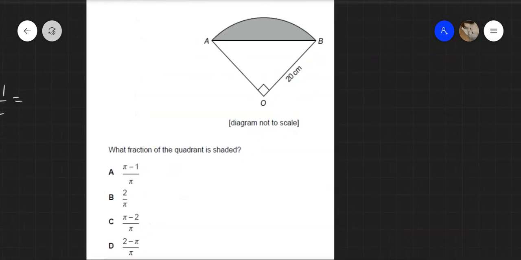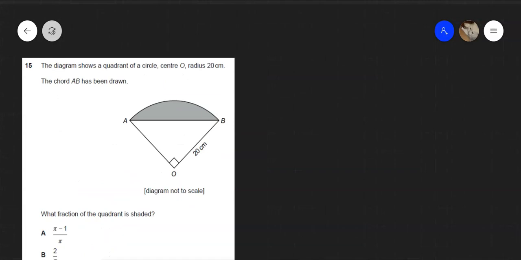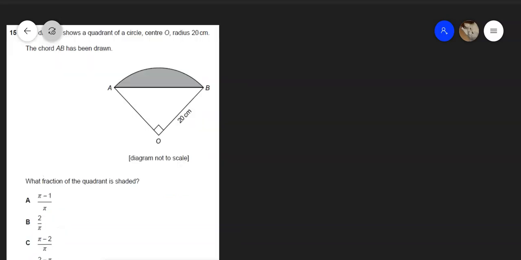And the last question, a question on trigonometry. The diagram shows a quadrant of a circle centered at O with radius 20 centimeters. The chord AB has been drawn. So the chord is a straight line, AB. What fraction of the quadrant is shaded? By fraction, we mean the proportion. Or what is the ratio of the area of the shaded segment to the area of the whole sector?